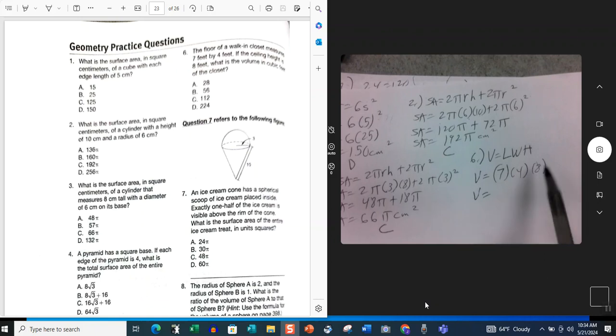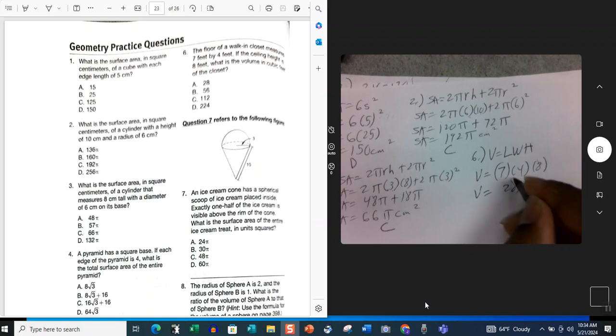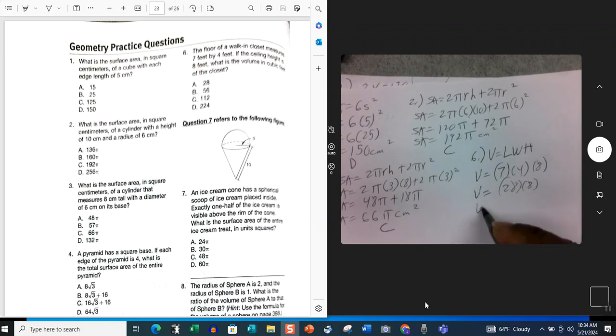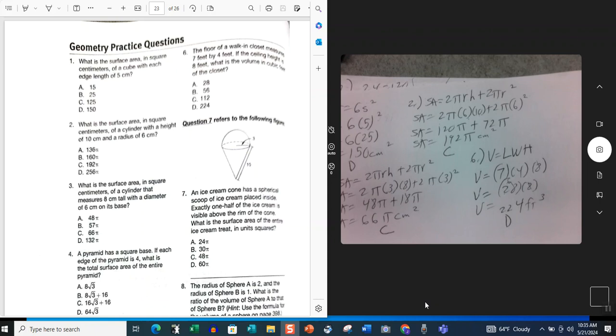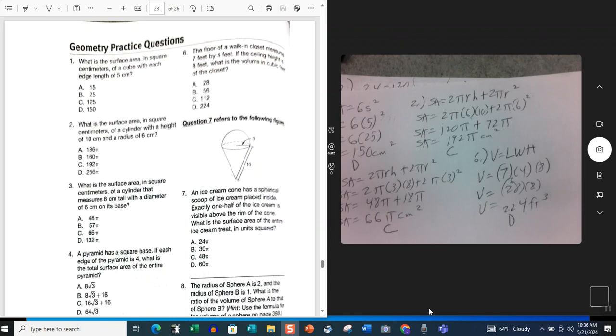So we have a volume is equal to, now we have multiplied 7 times 4 is 28. Then we multiply 28 times 8. 8 times 8 is 64. We carry our 6. 8 times 2 is 16. Plus 6 is 22. So our answer here would be 224 cubic feet, and that would be D. So that took care of problem number 6. Now we're going to look at problem number 7.